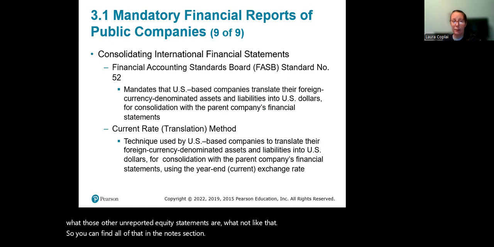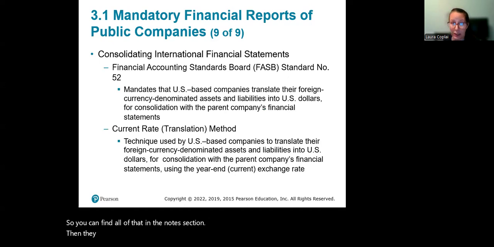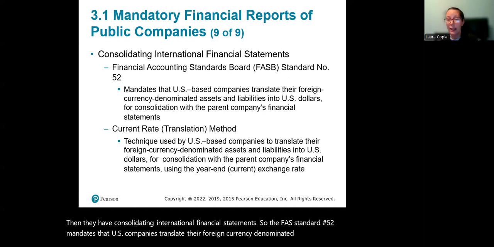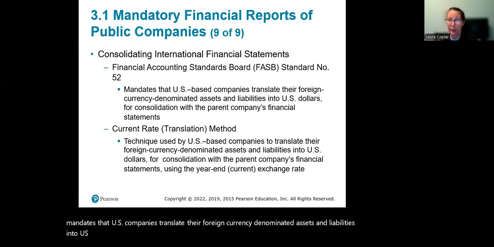So you can find all of that in the notes section. Then they have consolidating international financial statements. So the FAS standard number 52 mandates that U.S. companies translate their foreign currency denominated assets and liabilities into U.S. dollars for consolidation with the parent company's financial statements.